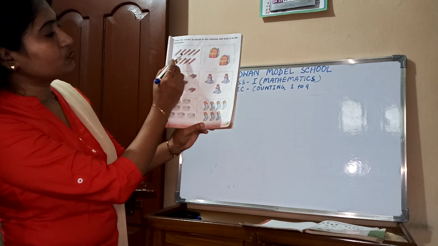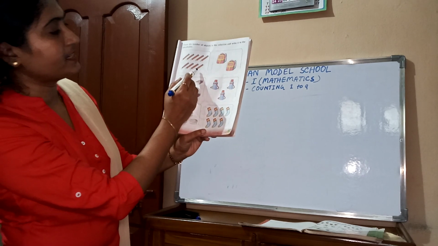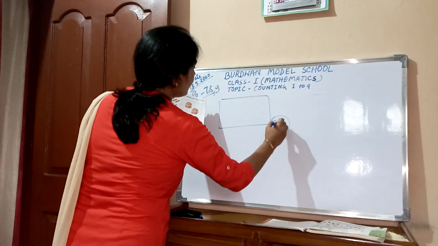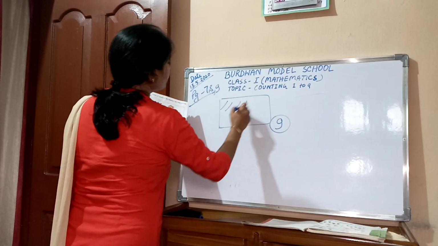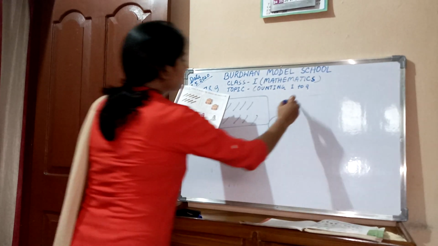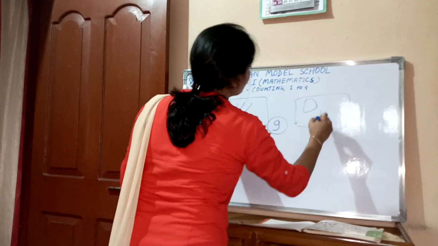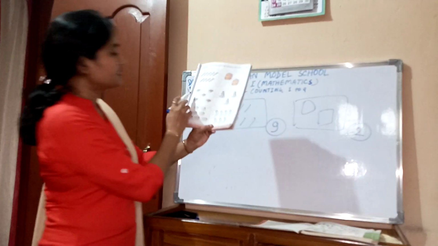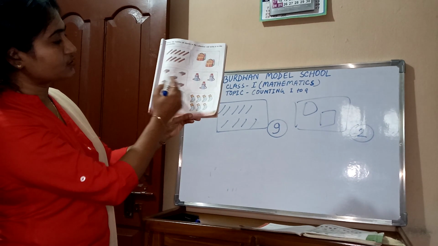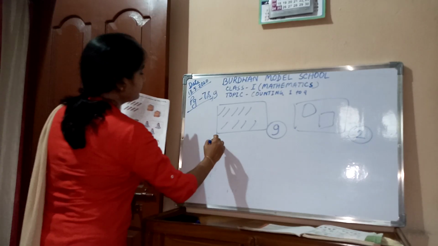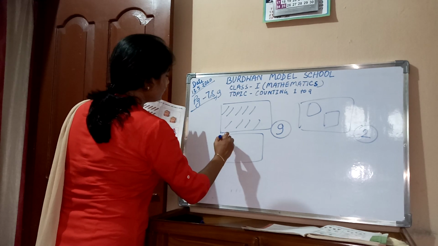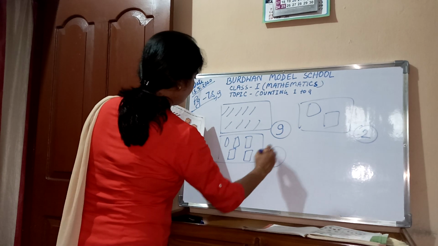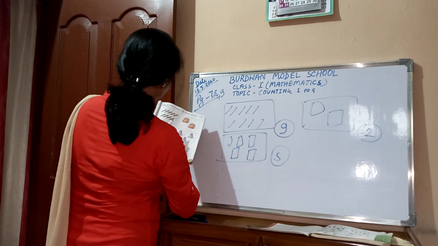Count it. How many? 1, 2, 3, 4, 5, 6, 7, 8, 9. In the first box, how many? 9. And the next, how many objects? How many bags? This is a school bag. How many? 2. Next, how many erasers? 1, 2, 3, 4, 5. Write down. Everybody, please follow and write down. 5.